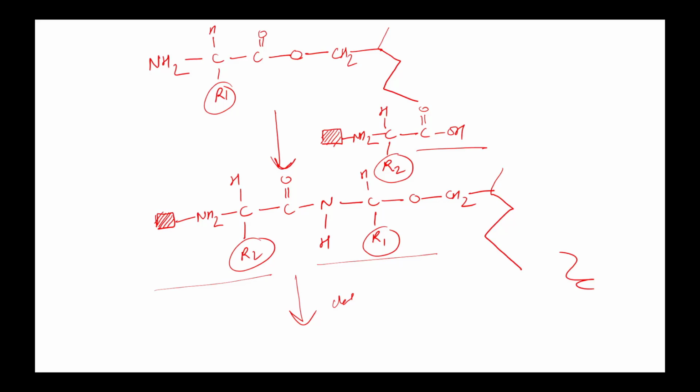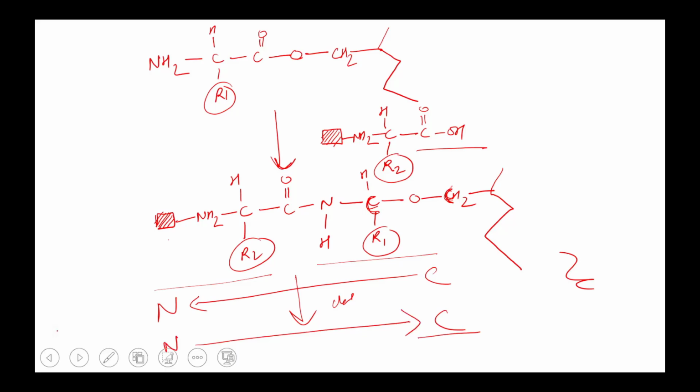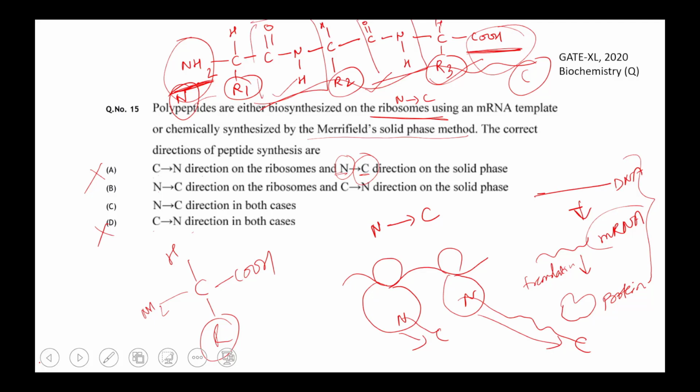If you see the synthesis taking place here, it is from the C terminal to the N terminal. That is why the direction of this synthesis is C to N, while in ribosome synthesis the direction is N to C. So the answer to our question is N to C direction on the ribosome, while C to N direction on the solid phase. So B is the correct option and C is the wrong option here.